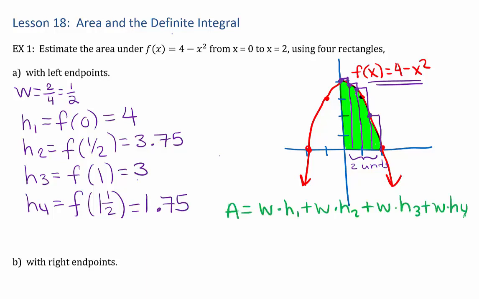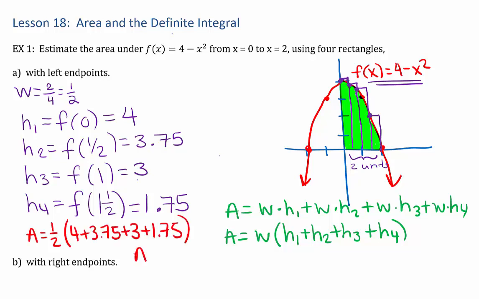So to find the area of this region, I basically have to add up the area of these 4 rectangles by taking the width times each of their heights. Or another way of writing this, I could actually factor the w out. So another way of doing this area problem is I could just add up all of the heights and multiply that by the width. And that's exactly what I'm going to do here. So I add up all the heights, I multiply by 1/2, and I got 6.25.